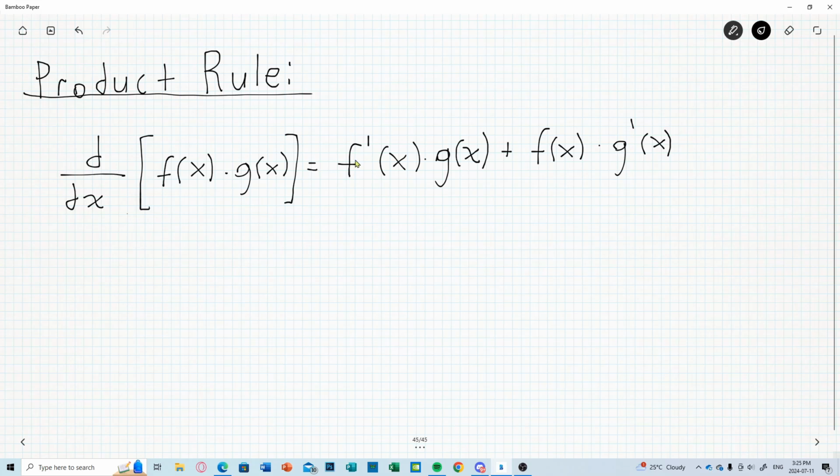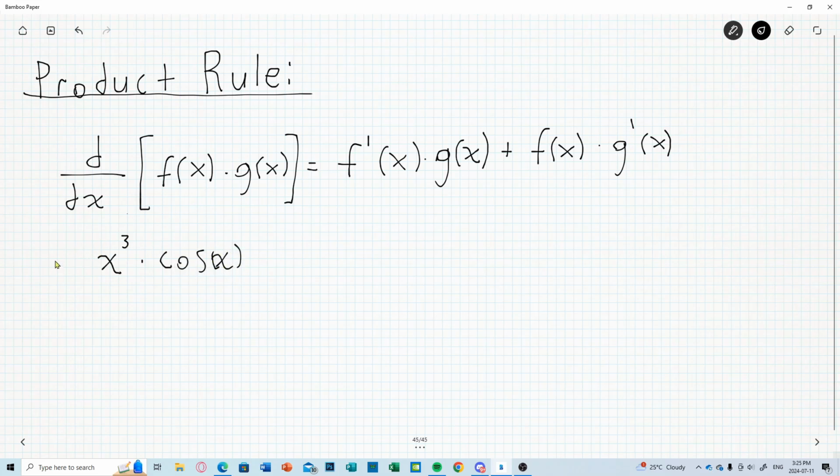Next up, we have the product rule. What the product rule is, we're going to find the derivative of two functions when they're being multiplied together. An example of this would be if we had x cubed multiplied by cos x.